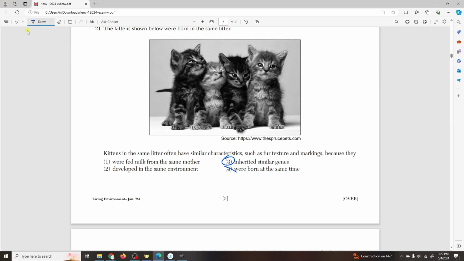If you have a hairless cat and it has babies with another hairless cat, its offspring, its kittens, are going to be hairless because it doesn't have the gene for hair, right? So they all inherit similar genes because they all came from the same parents, right? Milk doesn't really affect this, right? Because the genes were already transferred during fertilization, and the fact that they develop in the same environment doesn't necessarily matter.